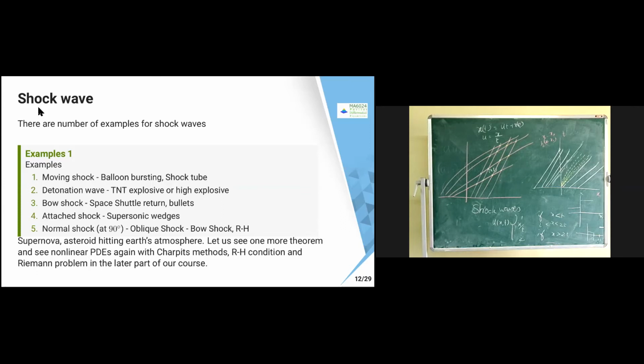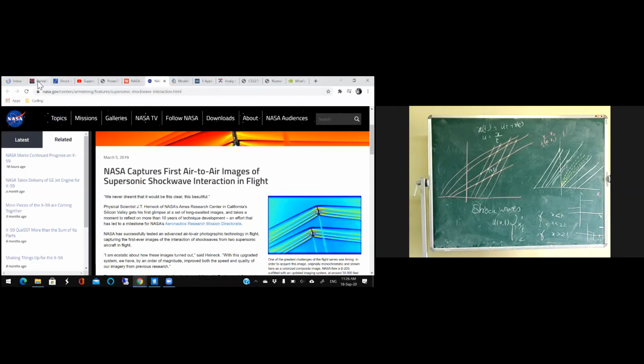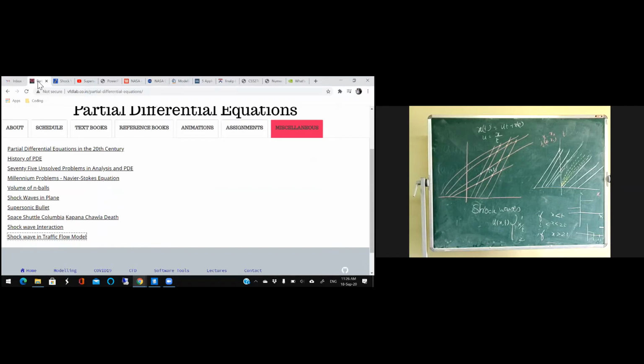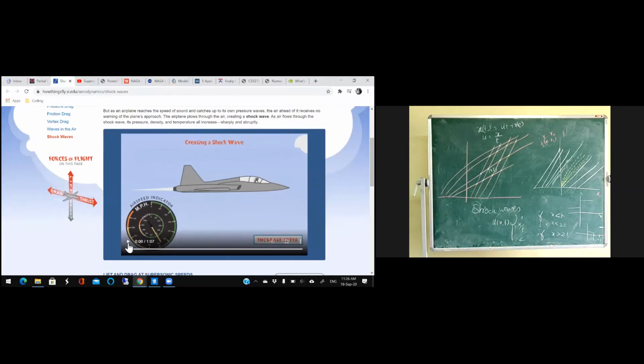Then there is the space shuttle return. We'll show you some of the videos. These are available in the miscellaneous section. You can see here one of the shock wave problems. Whatever we have seen so far is the one-dimensional case. In 3D or other cases, this is a shock wave.